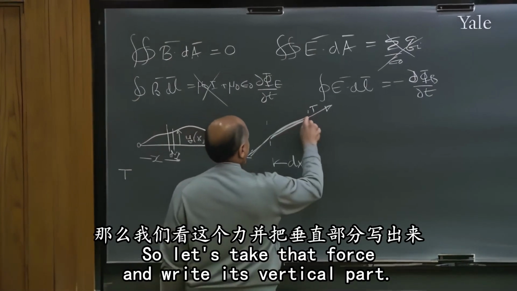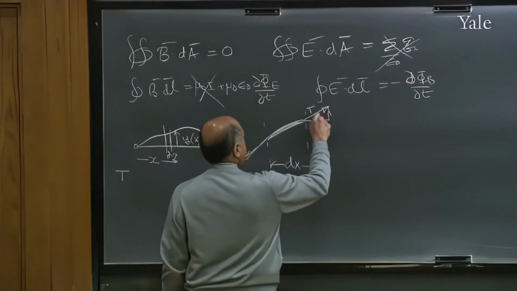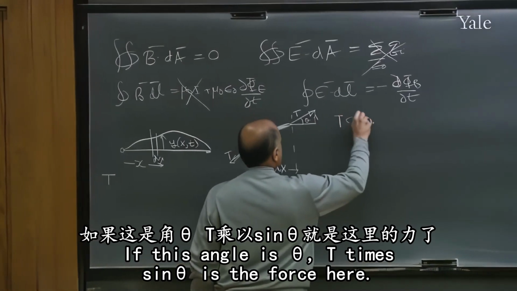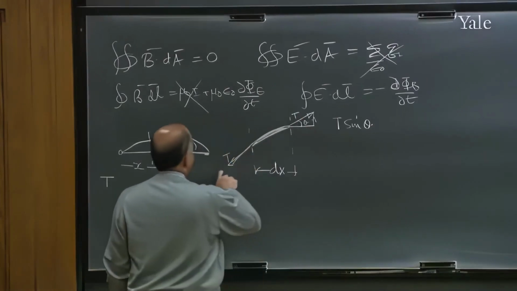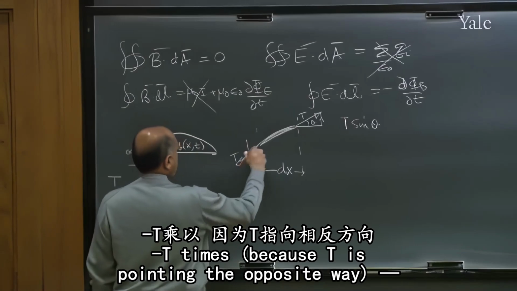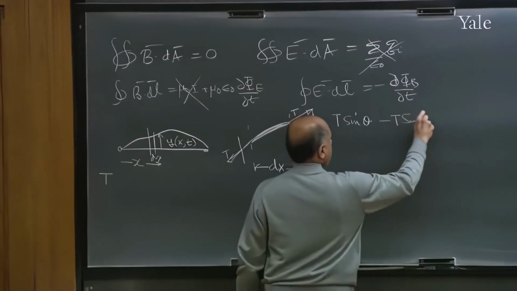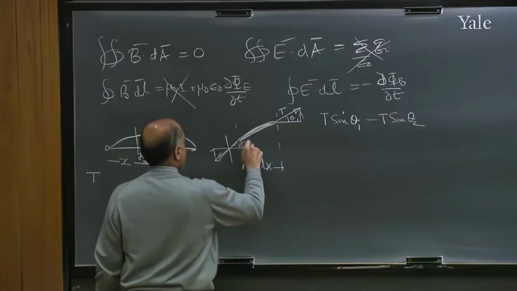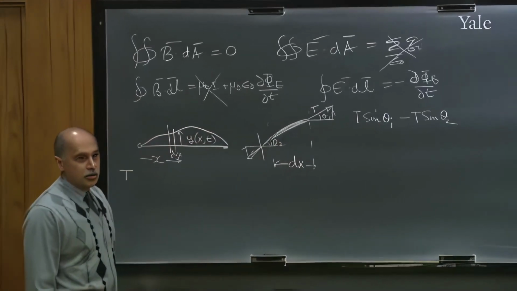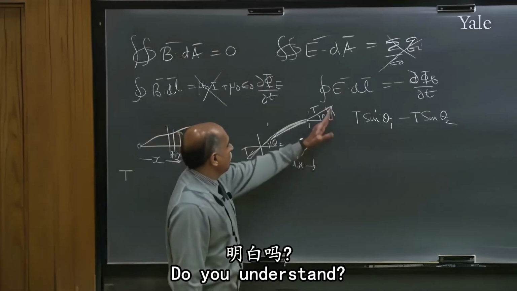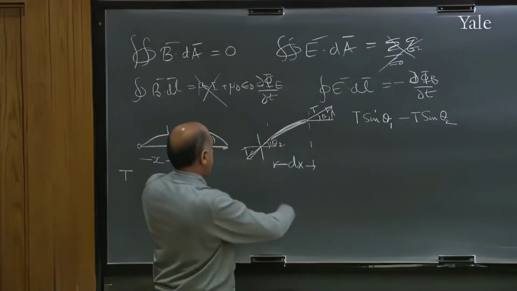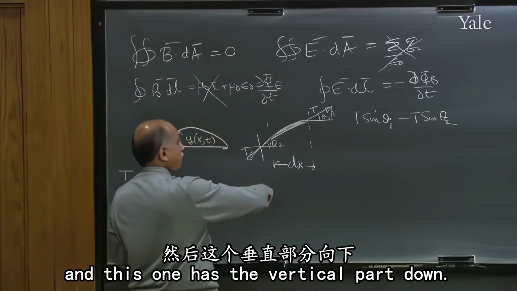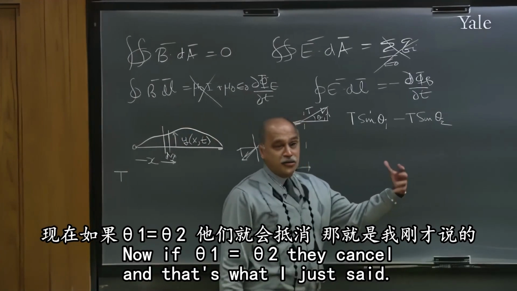So let's take that force and write its vertical part. If this angle is theta, T times sine theta is the force here, minus T times, because T is pointing the opposite way, minus T times sine theta 2, where I call this theta 1, and let me call theta 2 the angle you have here. You understand? The vertical forces restoring the string to where it was is what I'm focused on. So you resolve that force into vertical part up, and this one has the vertical part down. Now, if theta 1 is equal to theta 2, they cancel, and that's what I just said.